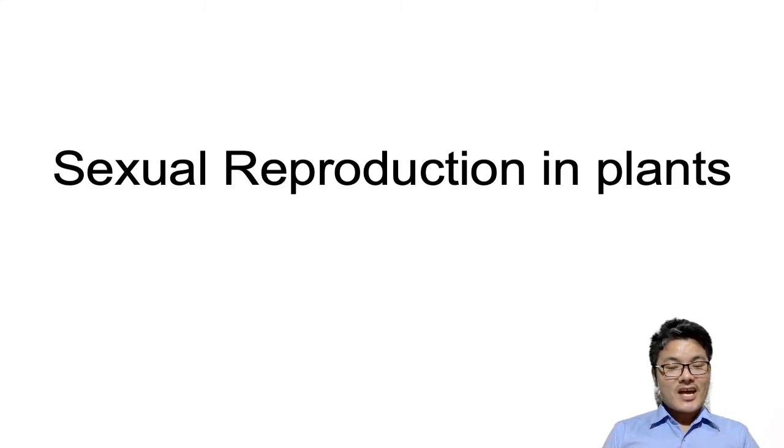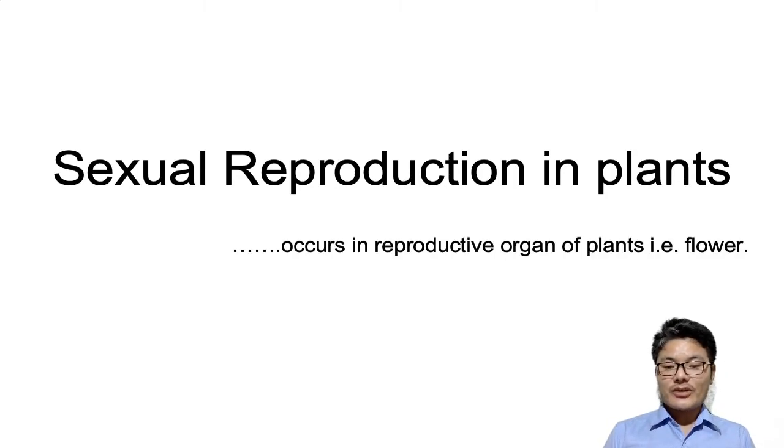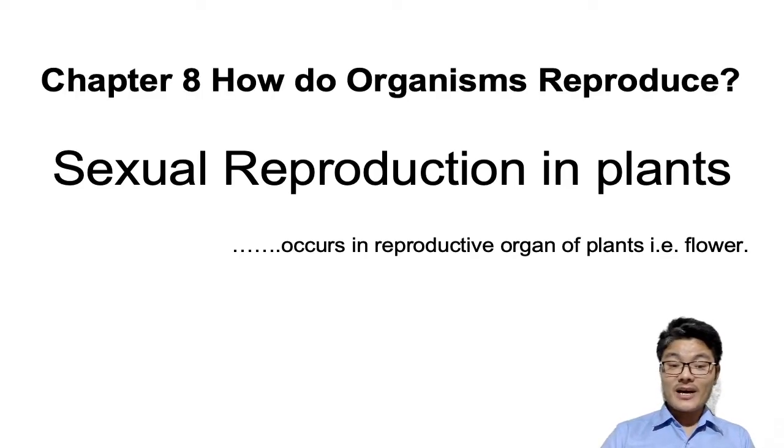Hello, in this video I'll be discussing sexual reproduction in plants. We are going to mainly discuss the flower as a reproductive organ of flowering plants. This topic is part of chapter number 8, How do organisms reproduce?